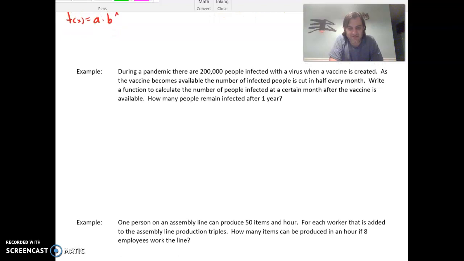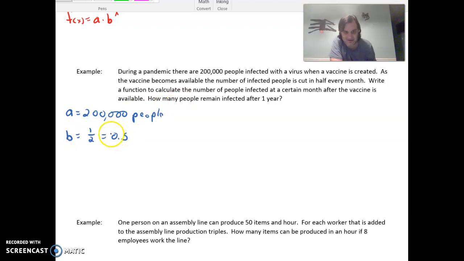The next example here. During a pandemic, there are 200,000 people infected with the virus when a vaccine is created. As the vaccine becomes available, the number of infected people is cut in half every month. Write a function to calculate the number of people infected at a certain month after the vaccine is available. So what do we know here? We know that a, in this case the starting amount, is 200,000 people. And the multiplier, the rate, is that it's going to be cut in half. So 1/2, or we can use 0.5 if you like.